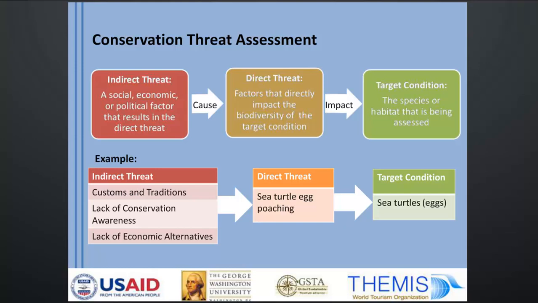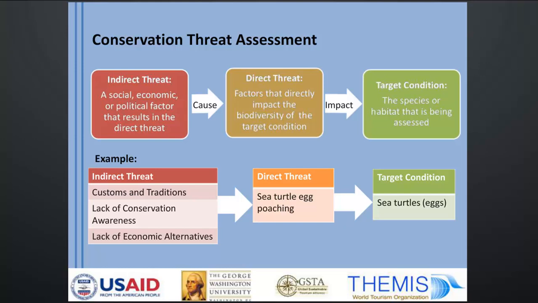Well, in this example, the conservation threat assessment process revealed that customs and traditions, simply generations of doing this, have resulted in sea turtle poaching. A lack of conservation awareness in local residents might be an indirect threat, simply not knowing the importance, the life cycle of sea turtles, their level of being threatened at a global level. Those are all examples of a lack of conservation awareness.